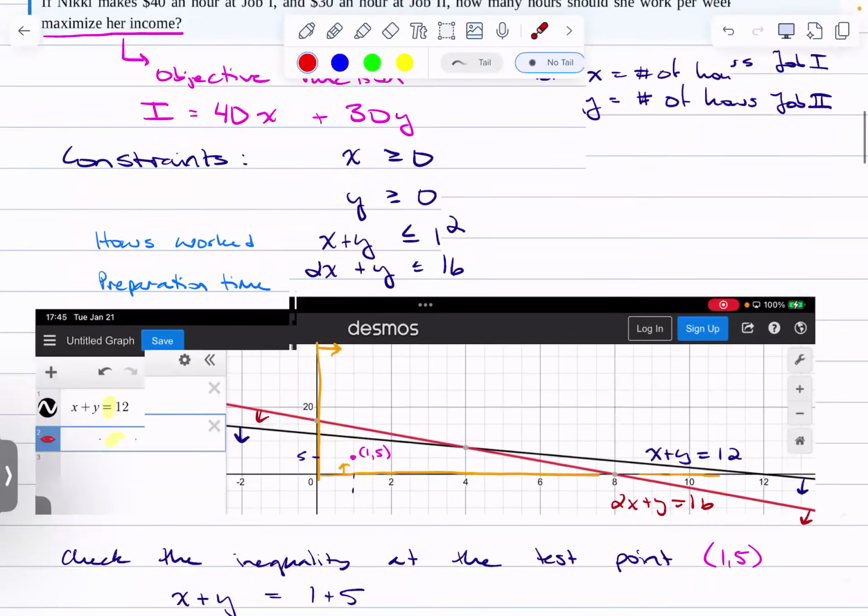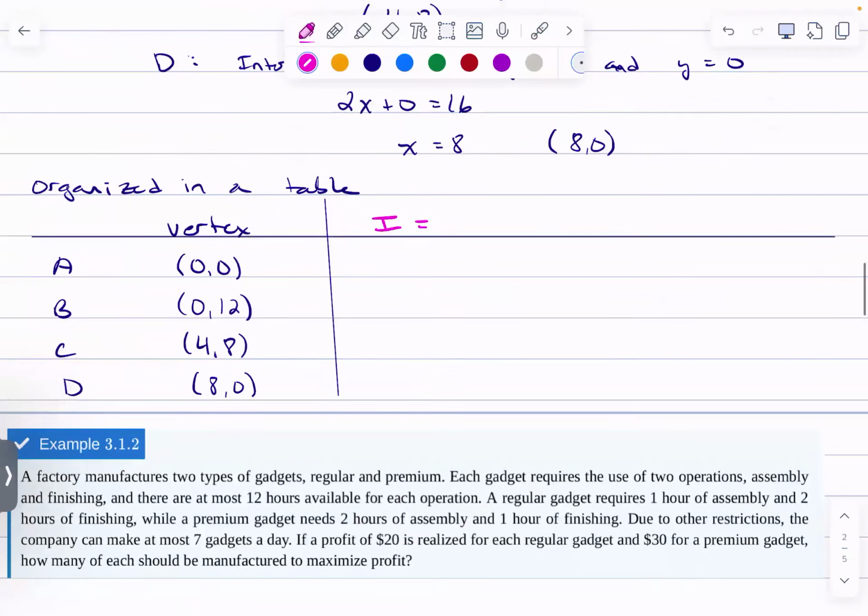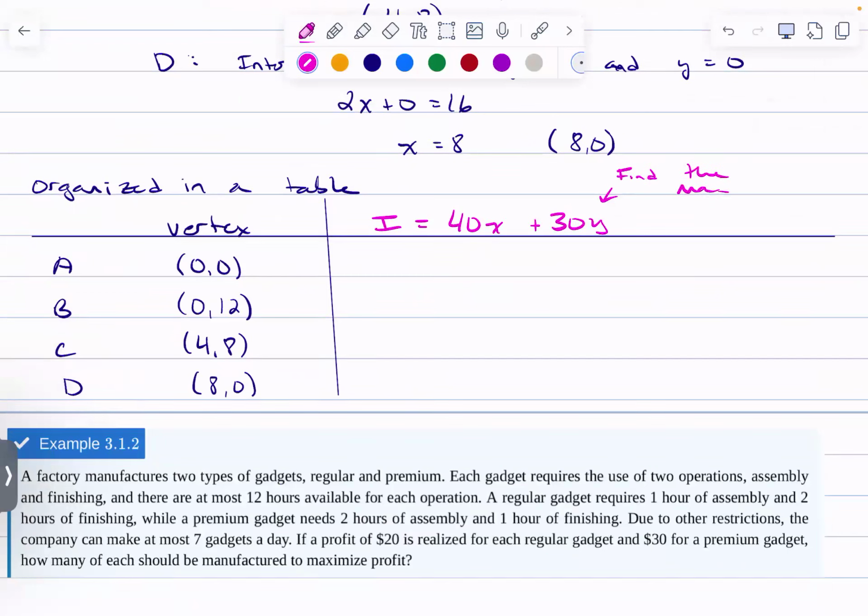So now 40x plus 30y, and we want to find the maximum. Okay. If x is 0 and y is 0, I get an income of 0. That checks out.